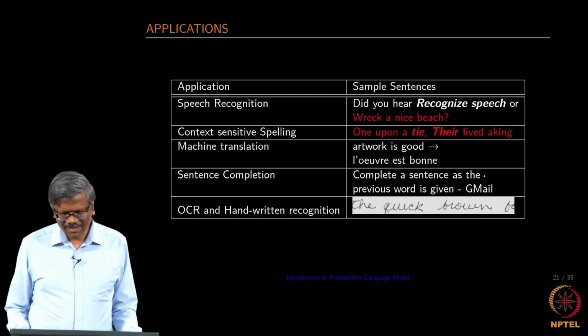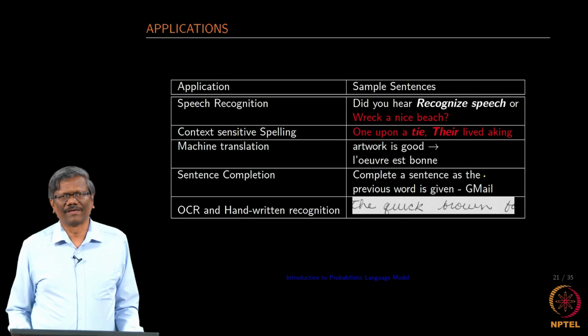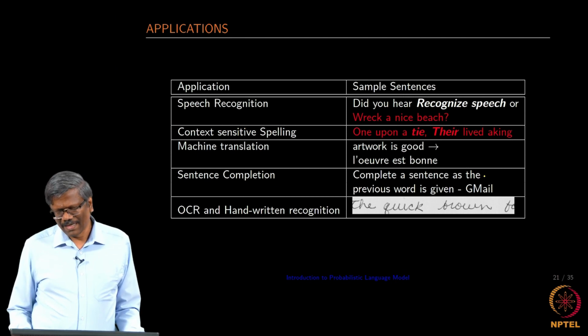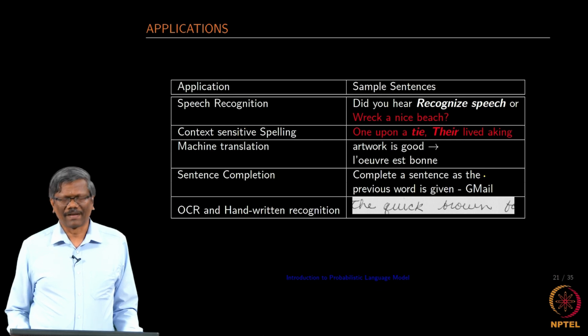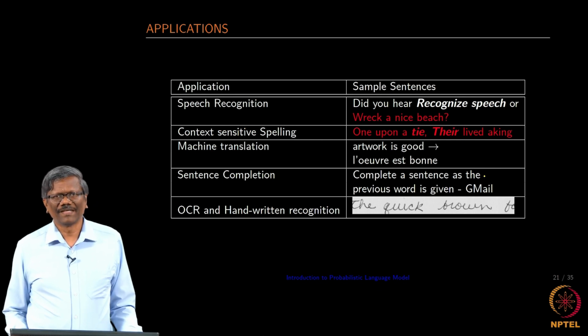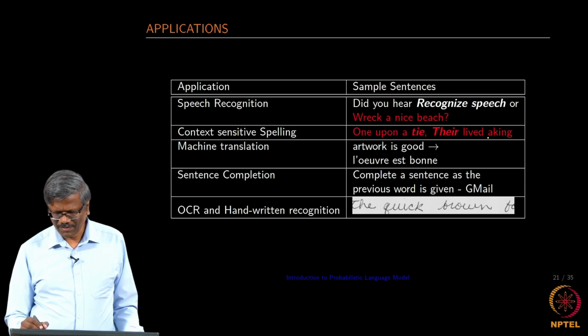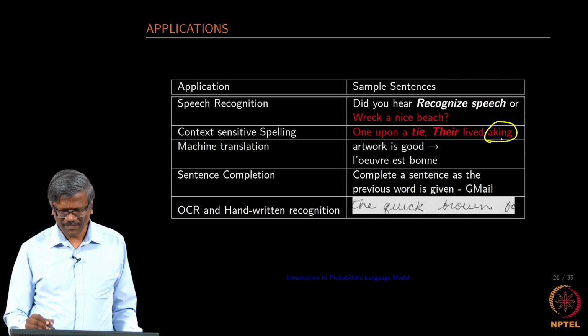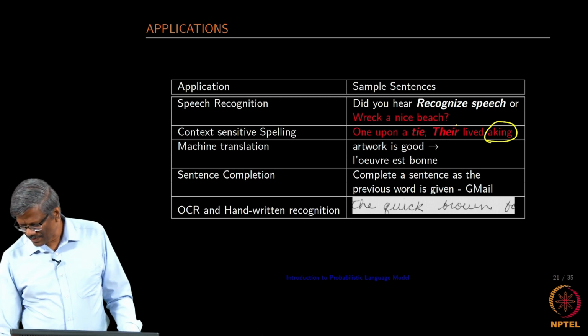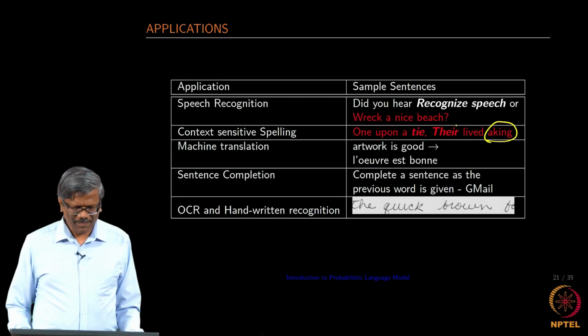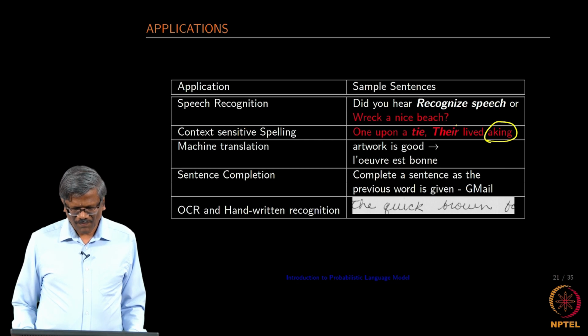So, in this case, "once upon a time, there lived a king" would be corrected as "once upon a time," and "there" and then "a king" would be corrected as two different tokens. Okay. And then another application would be machine translation.